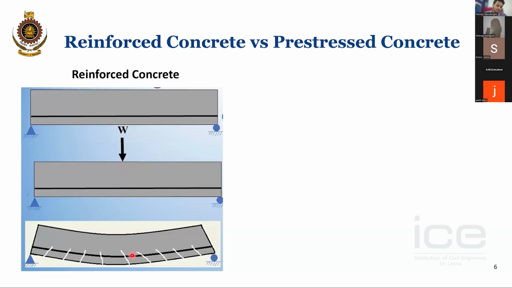We can't see the micro cracks, but if they are greater than 0.3, it can be considered as a failed section. However, the point is, in a normal reinforced concrete member, if you take a cross section, it is subjected to both compression and tension.